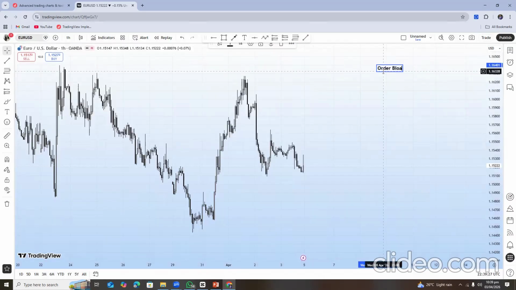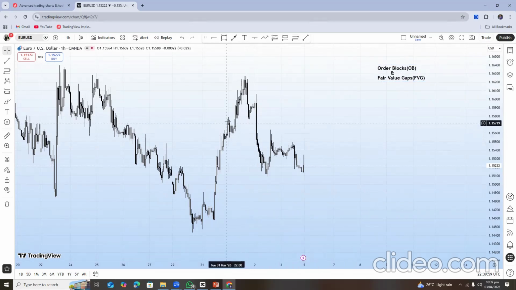Order blocks and fair value gaps. Okay, so this one often we use OB and then this we use FVG. Okay, right. So after this, like I've said, I want to believe that you will understand every analysis that I will do with you because I use this in almost every strategy that I used to trade.